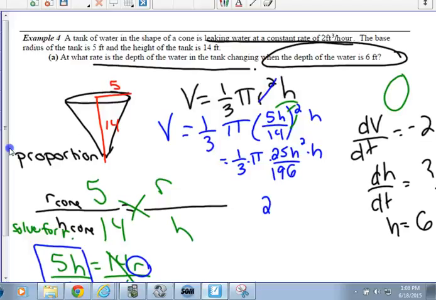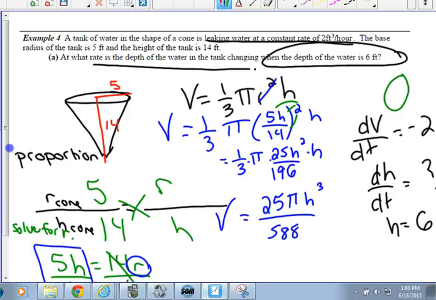Okay. So keep going. So 1 times 25, here we got 25 pi h cubed, and then on the bottom, 3 times 196, 588. Okay, so this is what our volume equals. Now, we have to find the derivative. Okay, so you're taking like the power rule. This is that power rule stuff.